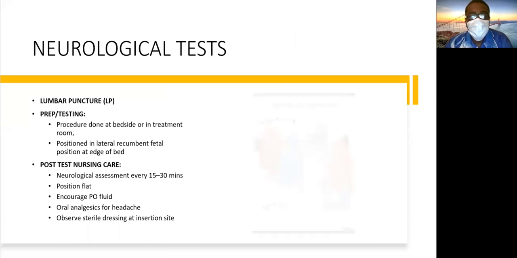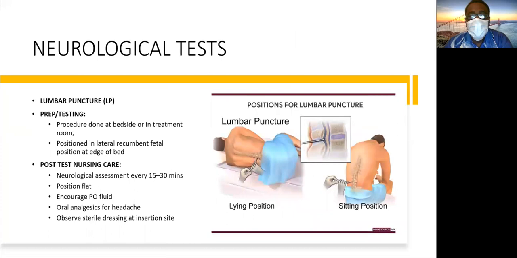Lumbar puncture. Here you can see we insert a needle into the subarachnoid space to obtain a specimen, to relieve pressure, to inject a dye or medication. That's usually why we'll carry out the lumbar puncture. Again, you want to explain the procedure to the client and get informed consent. The procedure is usually done at bedside or in the treatment room, and the patient could be positioned in a lateral recumbent fetal position at the edge of the bed, such as this. It could also be done in a sitting position.